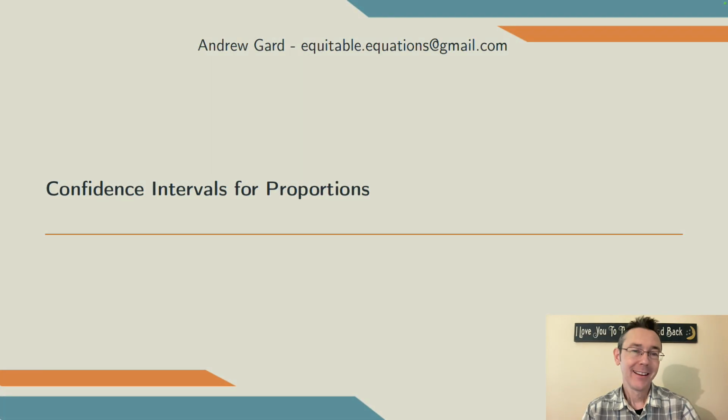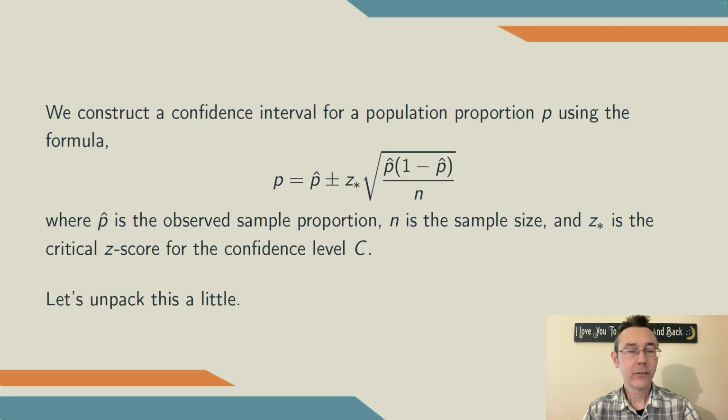Hey everybody. Today we're talking about confidence intervals for proportions. A confidence interval for a population proportion p is computed using this formula, where p hat is the proportion of successes in the sample, z star is the critical z value that comes from your level of confidence c, and n is just the sample size. So in a sense, this confidence interval really is just sort of plug and chug.